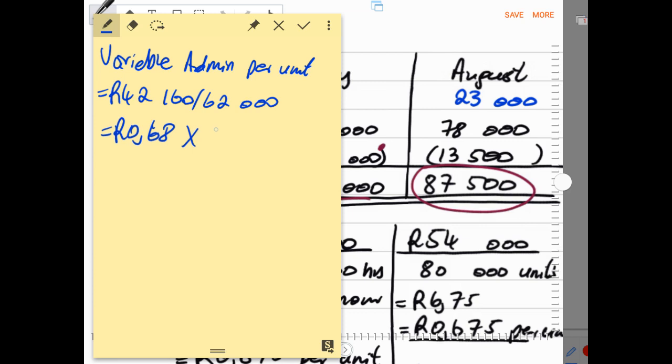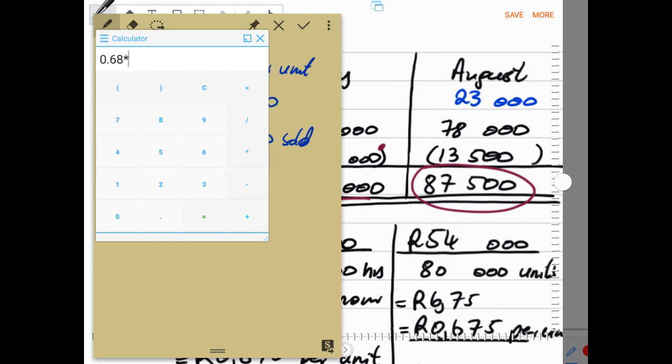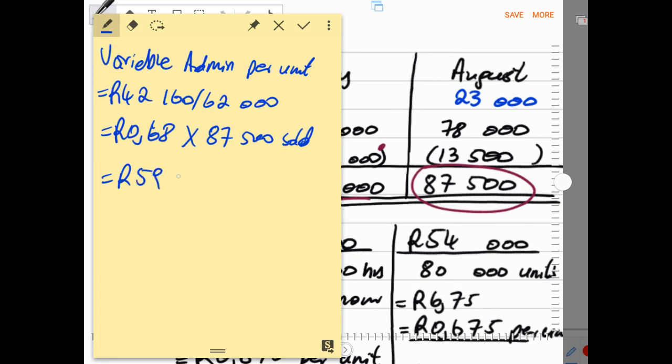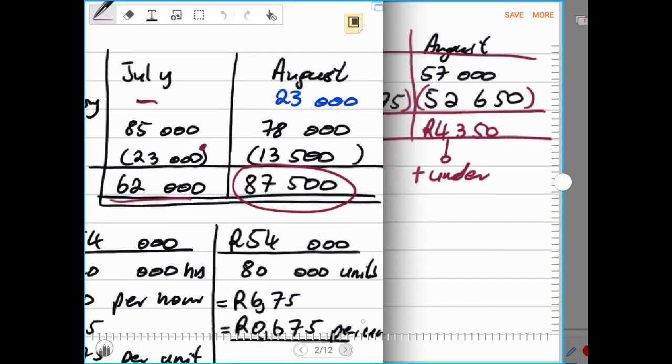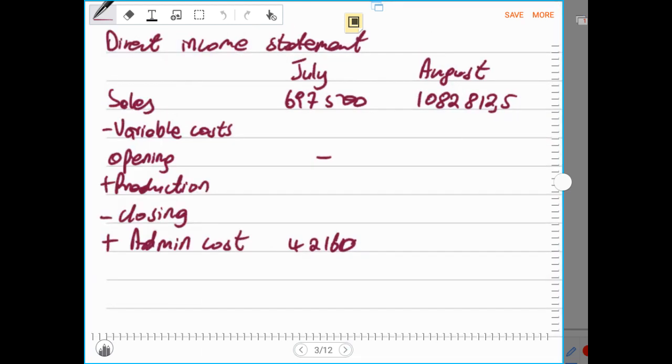Then we times this by 87,500, which are the units that were sold in the month of August. Therefore now this will give us variable administration cost for the month of August as 59,500. Variable administration cost for August will be 59,500 rands.